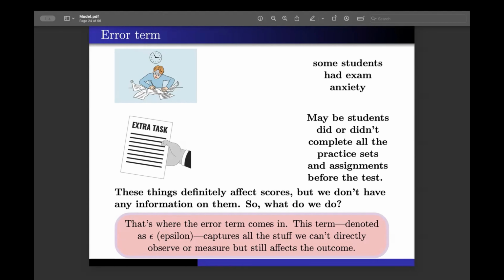This error term, denoted by epsilon, captures all the stuff we can't directly observe or measure, but still affects the outcome. So exam anxiety, whether they finished their practice exam assignments on time before the exam, and all the other independent variables that we have no information about, this error term is going to take care of all those. That's why this error term is really important whenever we are trying to create any model.